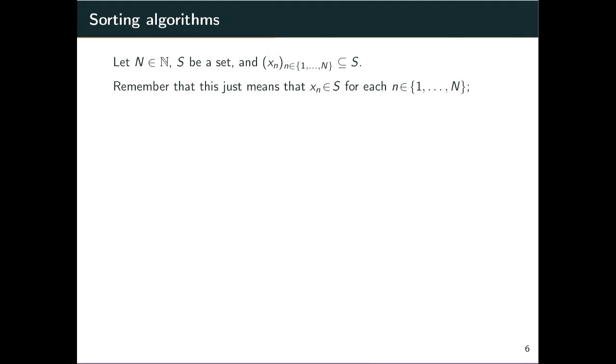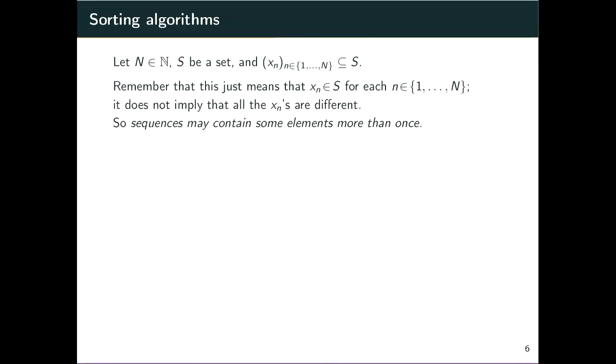So let n be some number and S be a set, and we're just going to take a sequence which is indexed by 1 up to n, and it's a sequence where the elements are inside this set S. Just as a reminder, sequences can have the same element multiple times. So you might have S being the alphabet, and the letter B might appear 3 times in this.